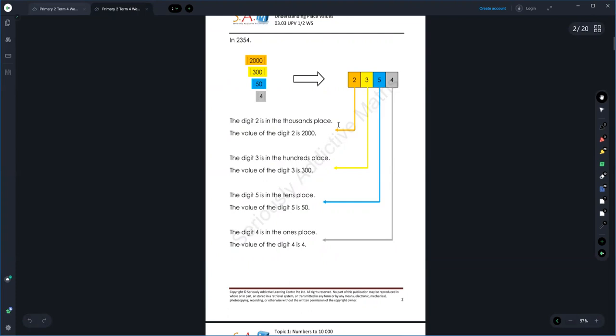So here, you can ask them, where's the digit 2? All right, digit 2 is in the thousands place. Sometimes you can rephrase a bit, right? Which digit is in the tens place? Right, so keep using this language to familiarize them with it.